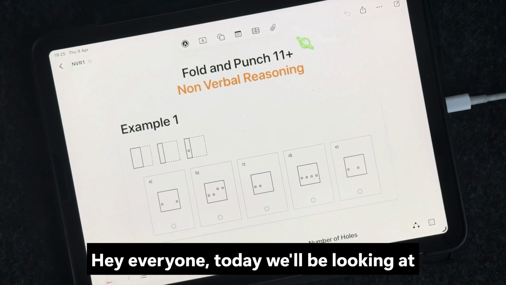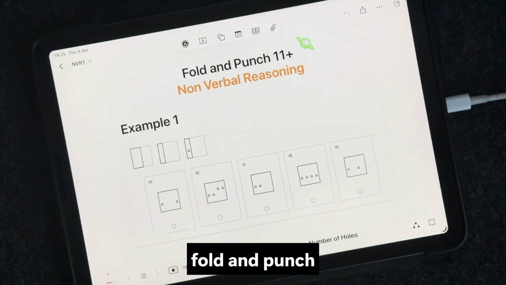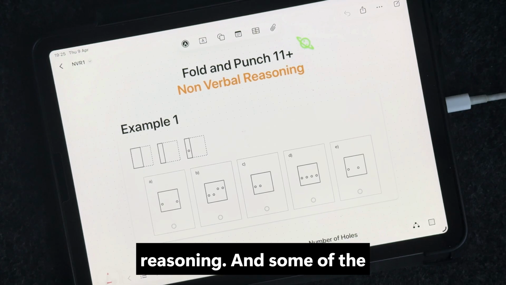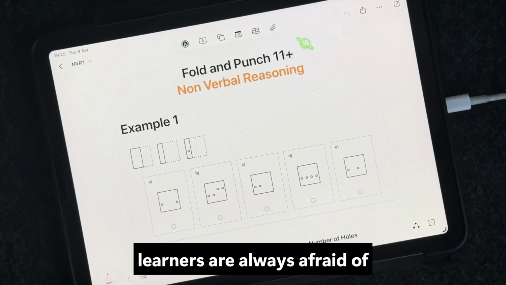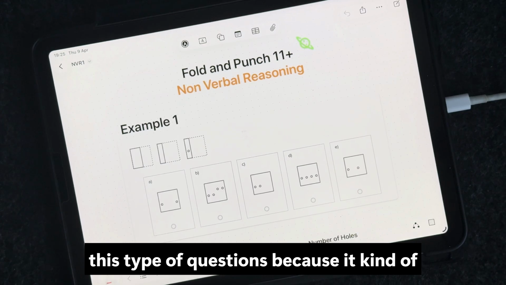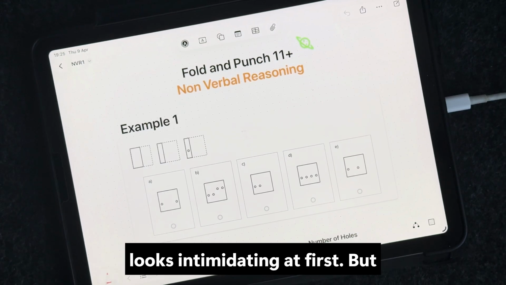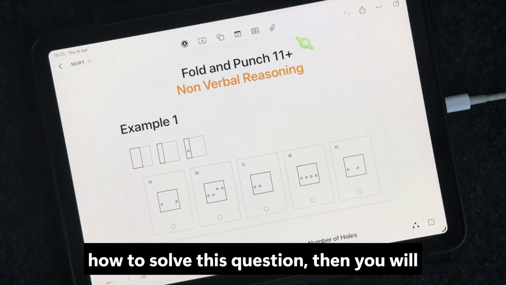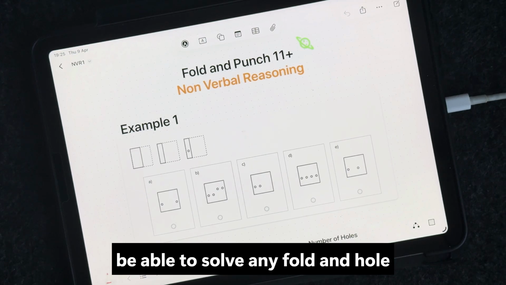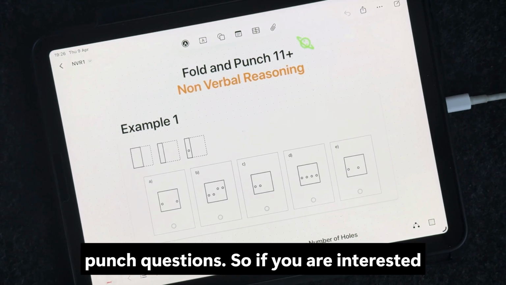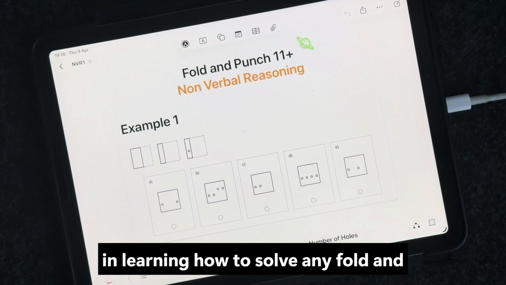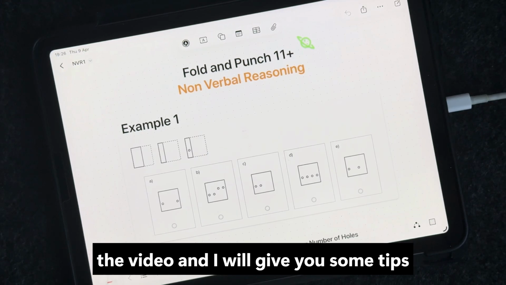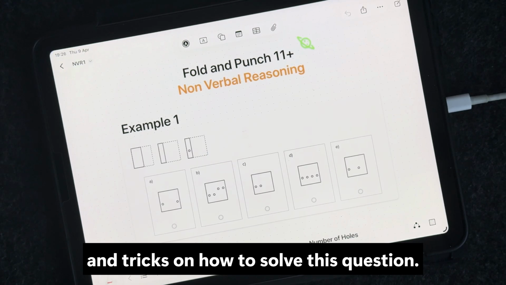Hey everyone, today we'll be looking at fold and punch questions for the 11 plus non-verbal reasoning. Some of the learners are always afraid of this type of question because it looks intimidating at first. But if you know a few tricks on how to solve these questions, then you will be able to solve any fold and hole punch question. So if you are interested, stick to the end of the video and I will give you some tips and tricks on how to solve them.